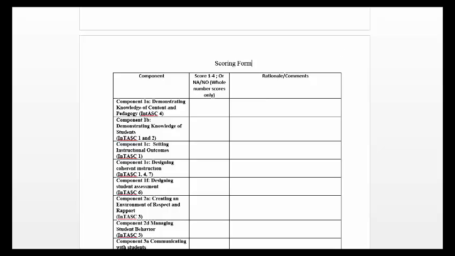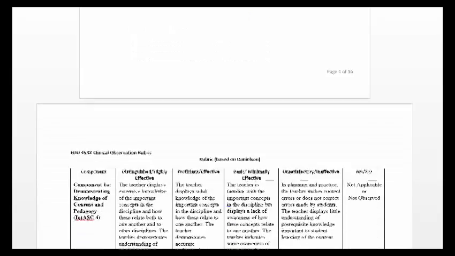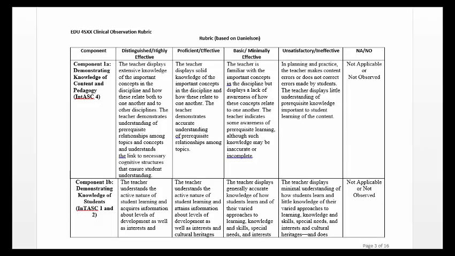The final pages of this form are the scoring guide and rubric. You'll note that the scoring guide in the rubric is based on the Danielson framework for teaching. The language is directly taken from Danielson. Here is the component on the left-hand column. The first box is distinguished or highly effective, or a ranking of a 4.